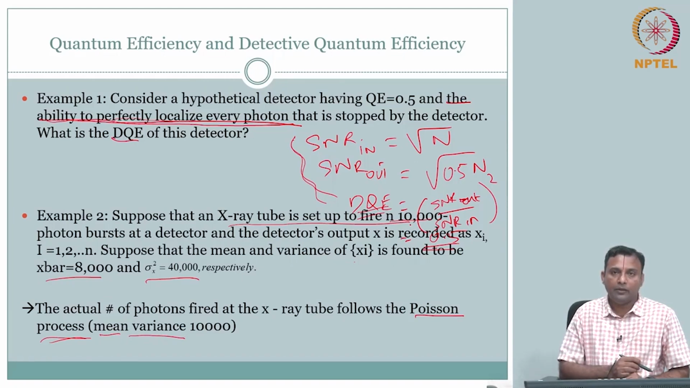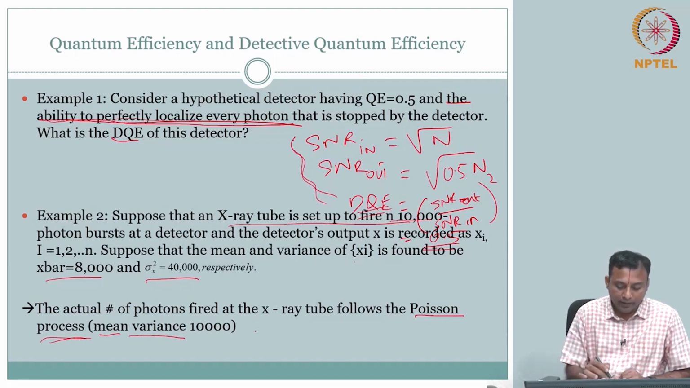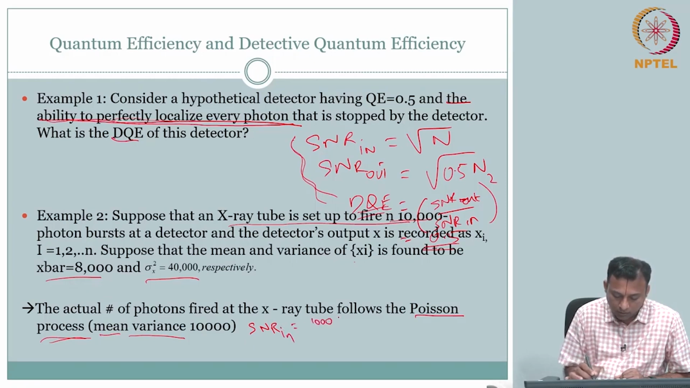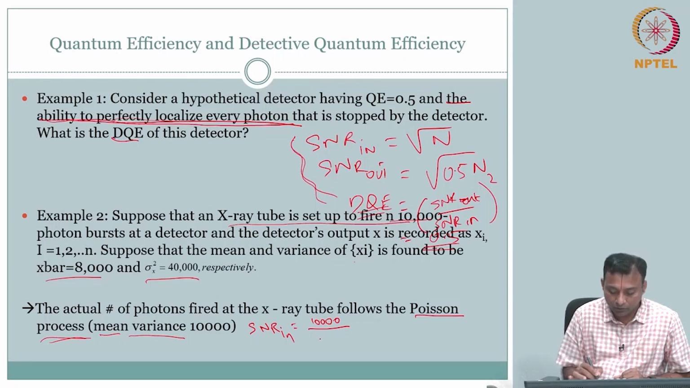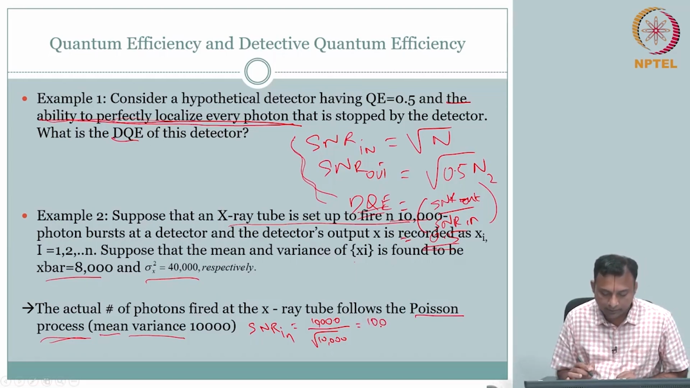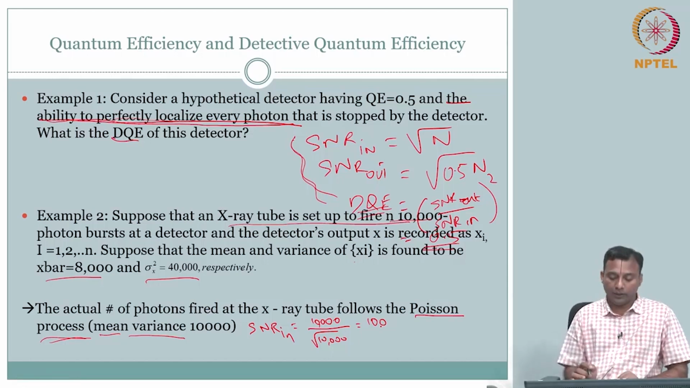So this is not a big deal. I can get my SNR in as 10,000 divided by, the variance is 10,000, so what do I need? Standard deviation. So it is the square root of 10,000, so it's about 100. Wow, this is my input SNR.